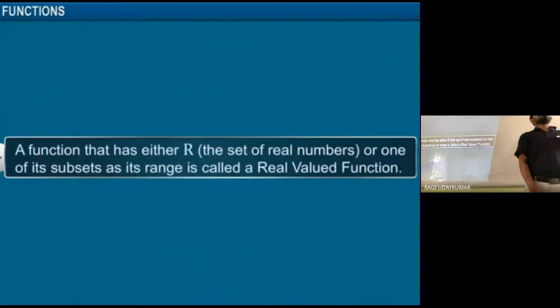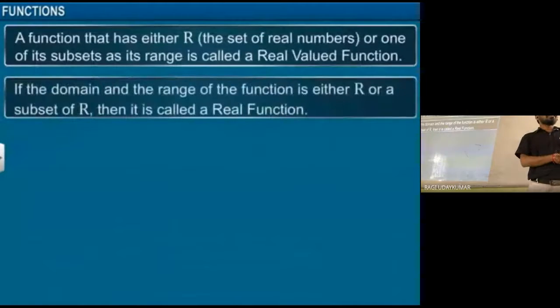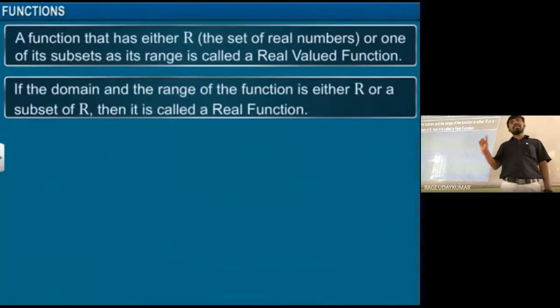Okay. A function that has either the set of real numbers, capital R, or one of its subsets as its range is called a real valued function. If the range is given to you as real numbers... previously one example was given, f from A to R. R is real numbers, that is the codomain. What is the range we are getting? 3, 5, 1. That is also real numbers. That is the range. So if the range is either real numbers or a subset of the real numbers, we call it a real valued function.